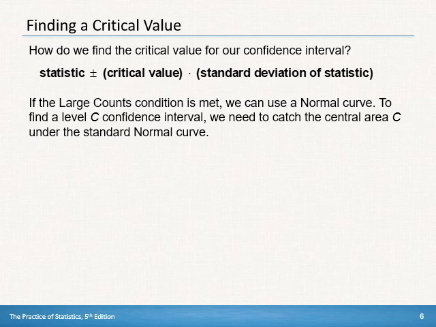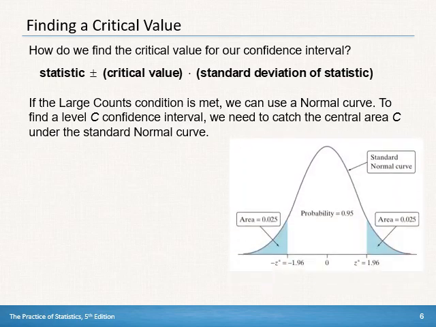And so we know that was the general formula that we talked about in the last section, but now we'll apply it more specifically to proportions. So if the large count condition is met, we know that we have a sampling distribution of p hat which is a normal curve, or at least approximately normal. To find the level C confidence interval, we need to capture the central area C under that normal curve. So a picture is a little bit better here.